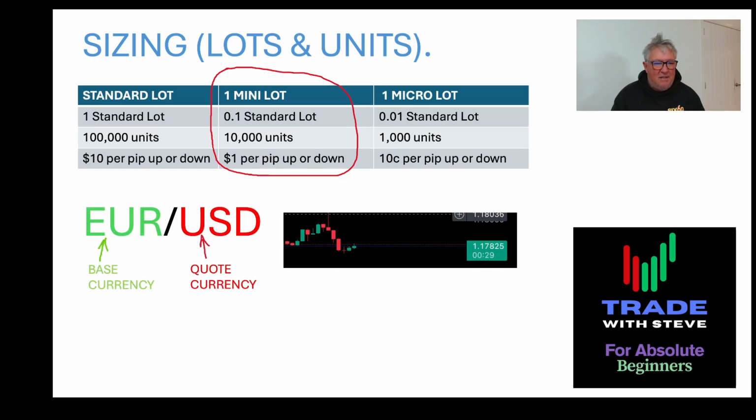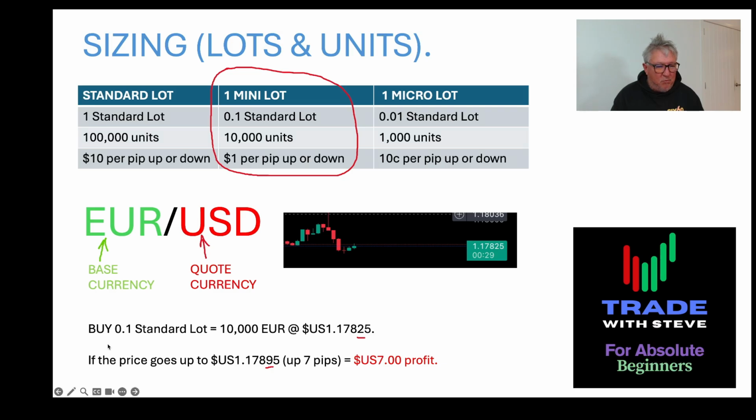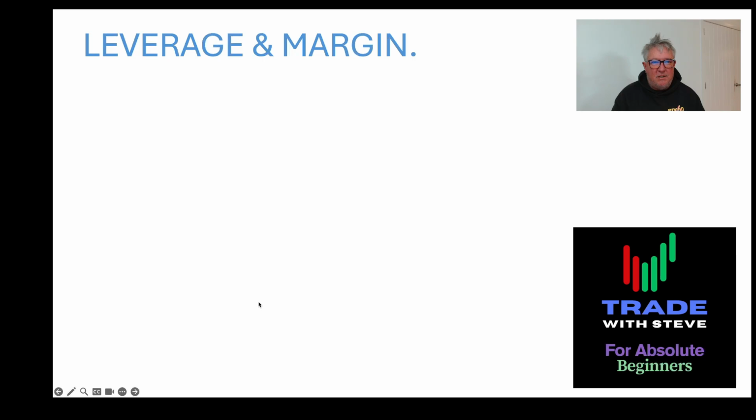Okay. So if we're looking here again at our Euro USD, we've got our base currency and our quote currency. If we're buying 0.1 of a standard lot, we're buying 10,000 euros at this current price of 1.17825 US dollars. And if the price goes up to 1.17895, up 7 pips, we would make a $7 profit if we close the trade. If we close the trade at that price, $7 profit would go into our trading account.